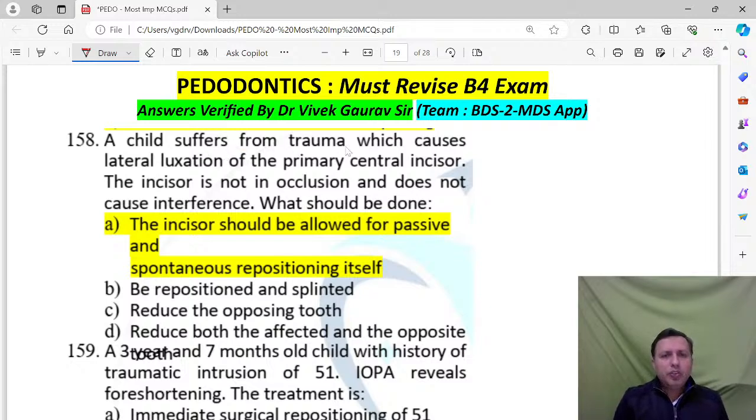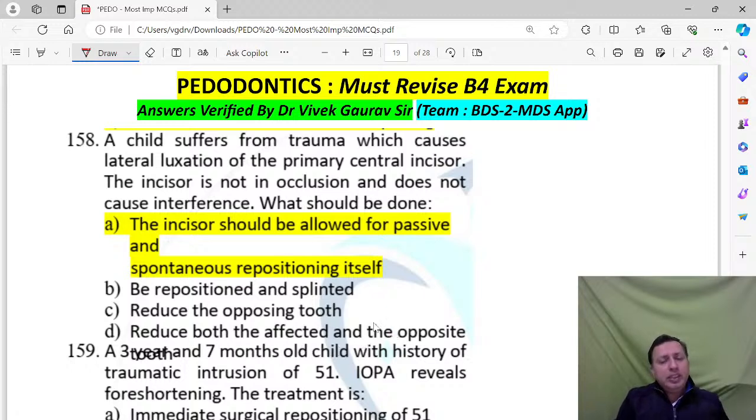A child suffers from a trauma which causes the lateral luxation of the primary central incisor. The incisor is not in occlusion and does not cause interference. What should be done? The incisor should be allowed passive and spontaneous repositioning, be repositioned and splinted, reduce the opposing tooth, or reduce both the affected and the opposing.